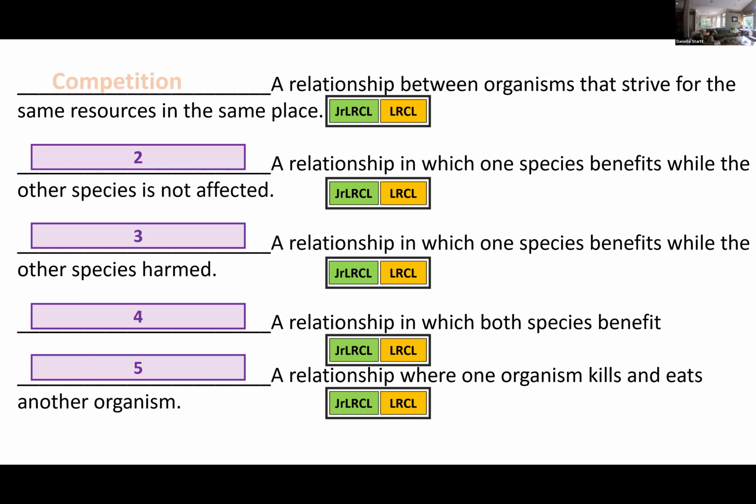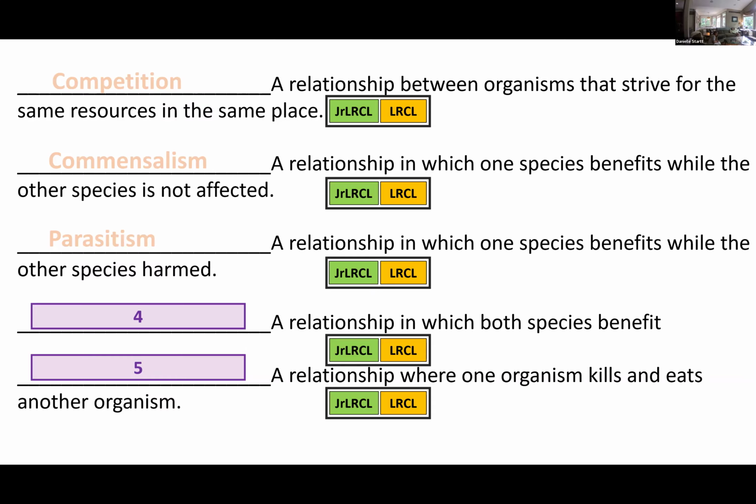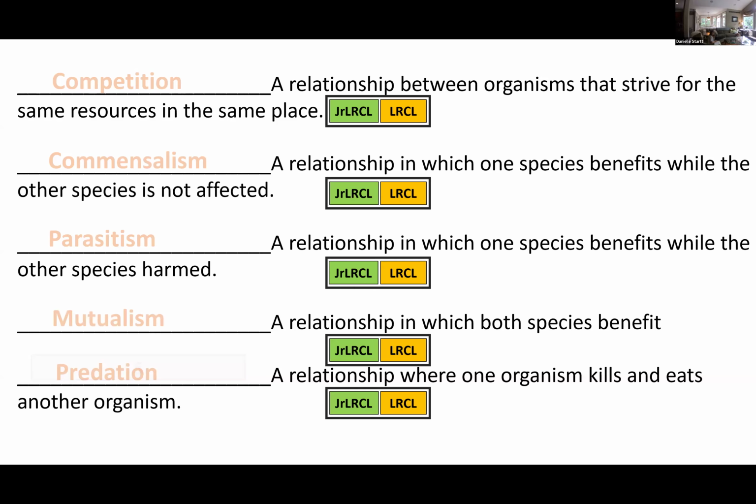All right, now, the relationship between organisms that strive for the same resources in the same place is competition. If you have one species benefiting and the other's not affected, it's commensalism. If one benefits at the expense of the other, which is harmed, that's parasitism. If both benefit, it's mutualism. And if one kills and eats the other, that's predation.